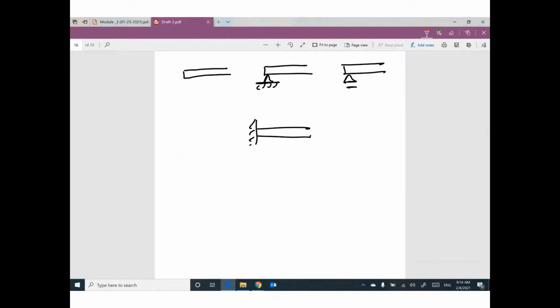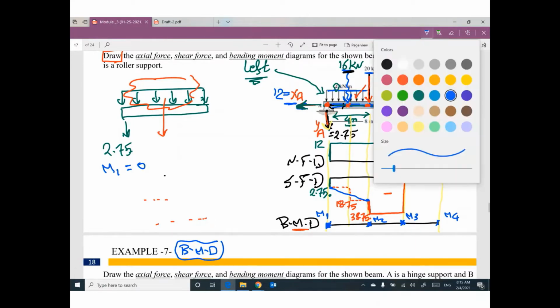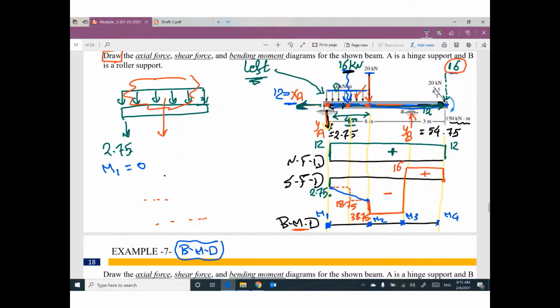If you have free end without moment, M here equals 0. Hinge, M here equals 0. Roller, M here equals 0. If you have fixed, we have moment, equal value, because we have reaction at the moment. So what is the case here? I believe we have hinge at the beginning, so M1 will be 0. What is the value of M2?